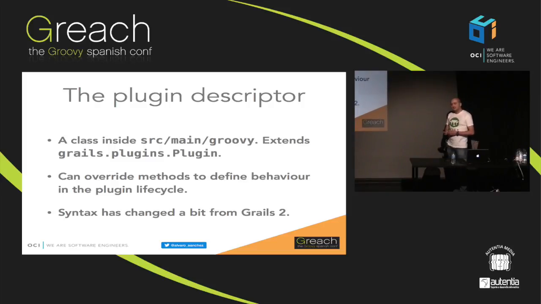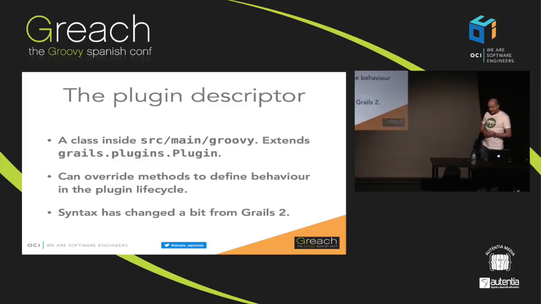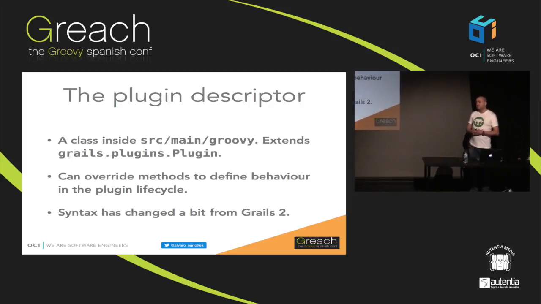So, for instance, the lifecycle points you're used to seeing in Grails 2 are also in Grails 3. So doWithDynamicMethods or doWithWebDescriptor, they are there. The syntax has changed a little bit from Grails 2, because in Grails 2, essentially the plugin descriptor was a script. Well, it wasn't a script; it was a class, but it was in the root folder of your plugin. That's not the case anymore because this is a standard Gradle-based project.